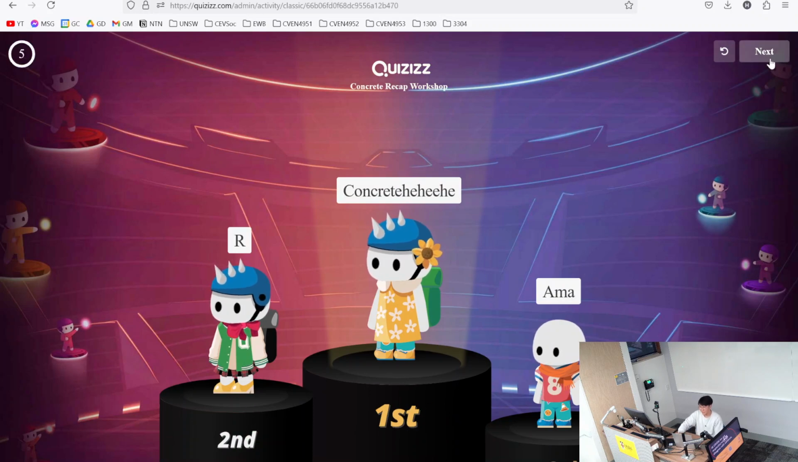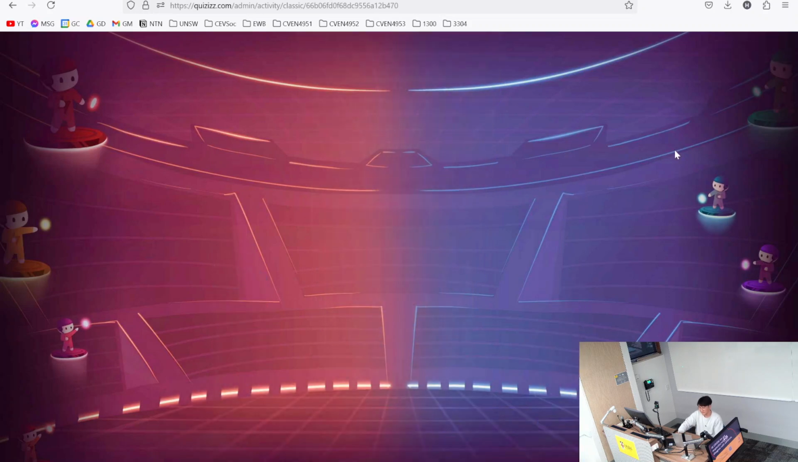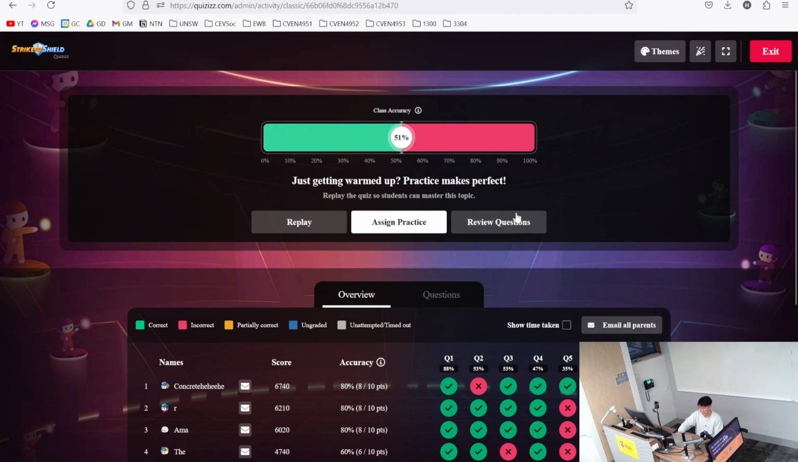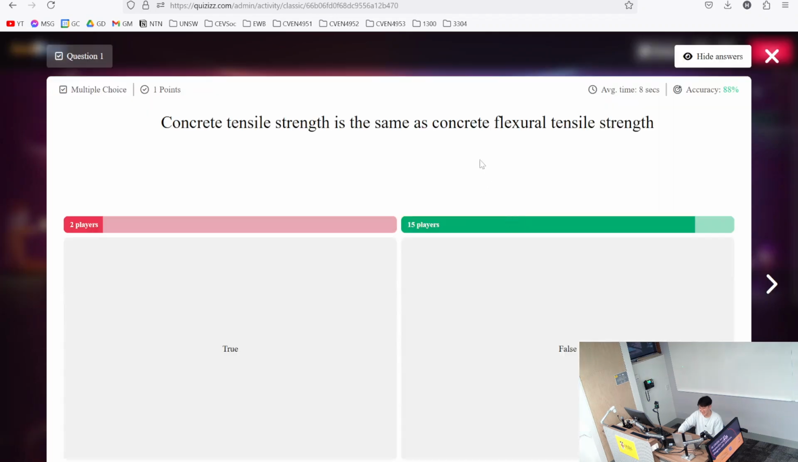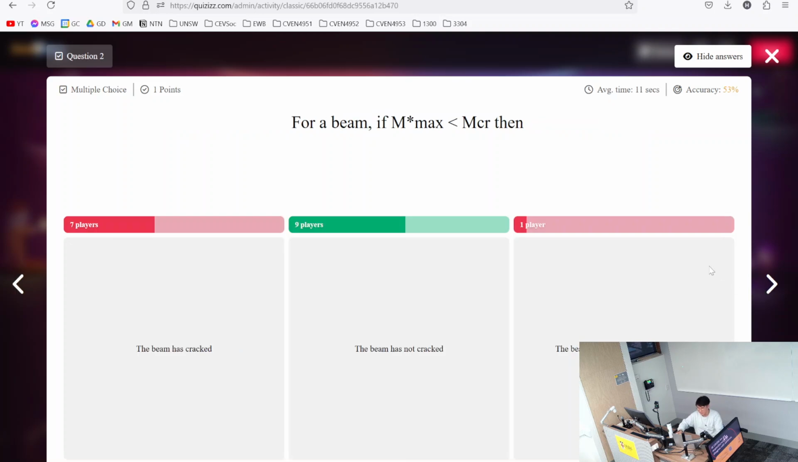Okay, I'll just talk briefly about these things. 51% accuracy. Okay, so basically we have pure tensile strength and we have flexural tensile strength. These aren't the same thing. They're denoted by different letters. Flexural tensile strength is where you have that strain curve, which is like 2 triangles, and it's in flexure.